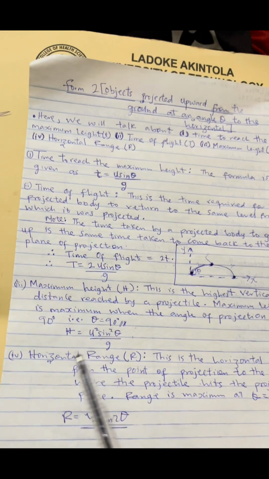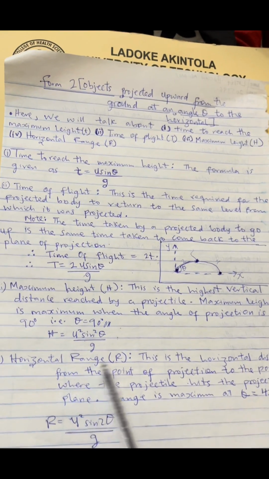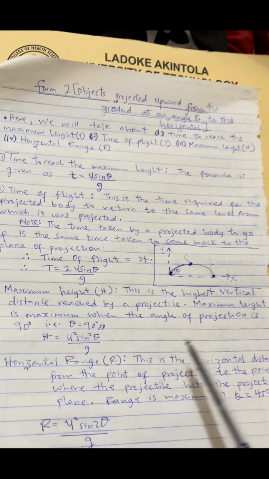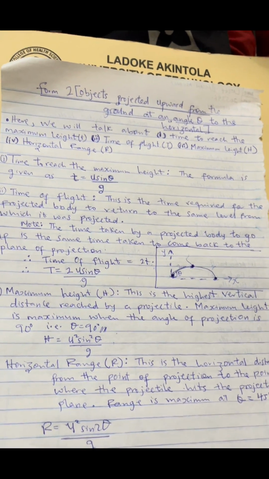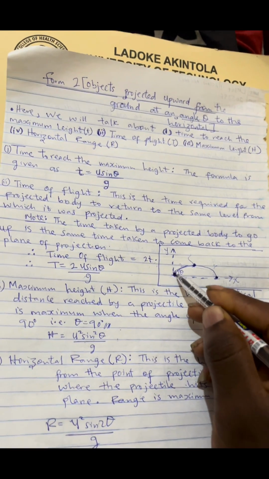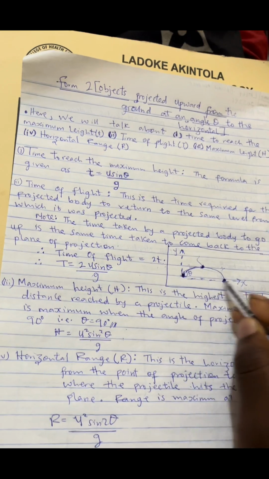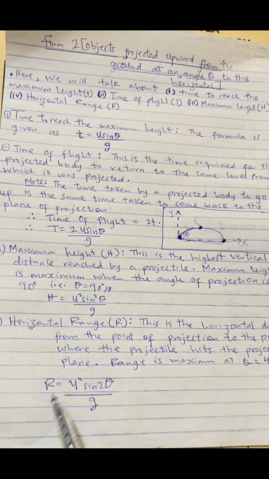We also have what we refer to as the horizontal range. If we are talking about the horizontal range, it's just talking about the horizontal distance. So whenever they ask you to calculate the range, it simply means horizontal distance. Another term for range is horizontal distance, and this simply means the distance from here to here.